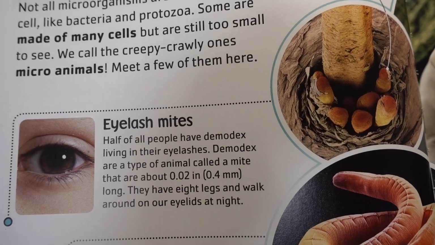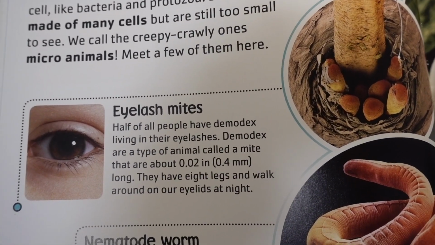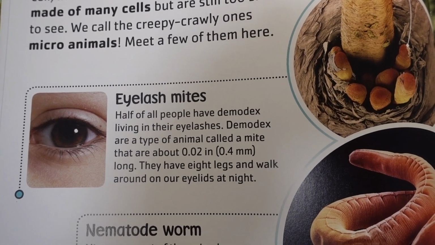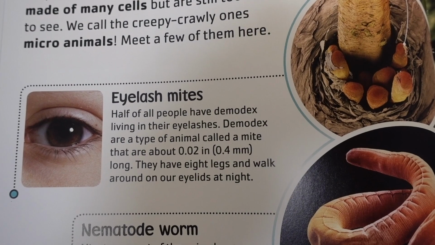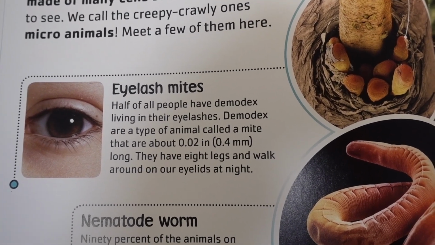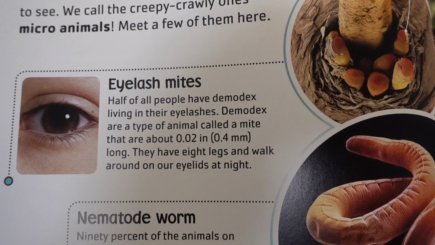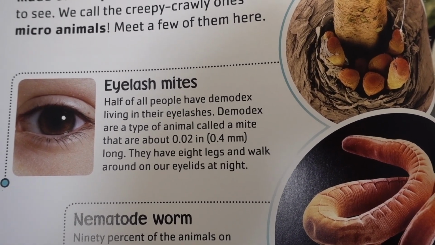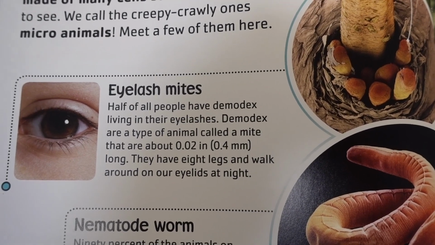Eyelash mites. Half of all people have demodex living in their eyelashes. Demodex are a type of animal called a mite that are about 0.2 to 0.4 millimeter long.